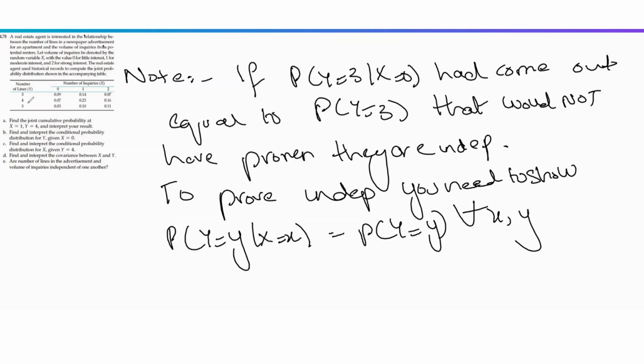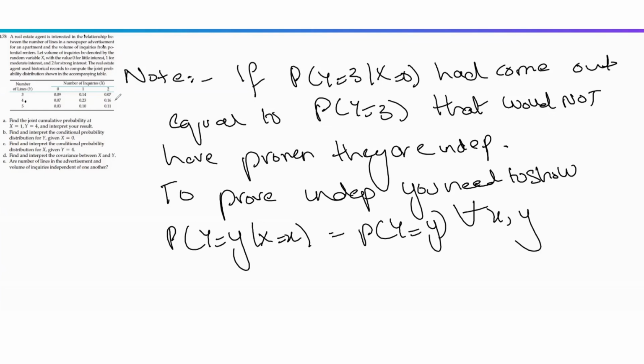Then you would have done it for y is 4: probability y is 4 given x is equal to 0 is probability y is 4. Then you would have had to show probability y is equal to 5 given x is equal to 0 is probability y is equal to 5. Then you would have had to show the probability y is 3 given x is equal to 1 is probability y is equal to 3. Probability y is 4 given x is equal to 1 is probability y is 4. Then probability y is 5 given x is equal to 1 is probability y is 5. Then probability y is equal to 3 given x is equal to 2 is probability y is equal to 3.